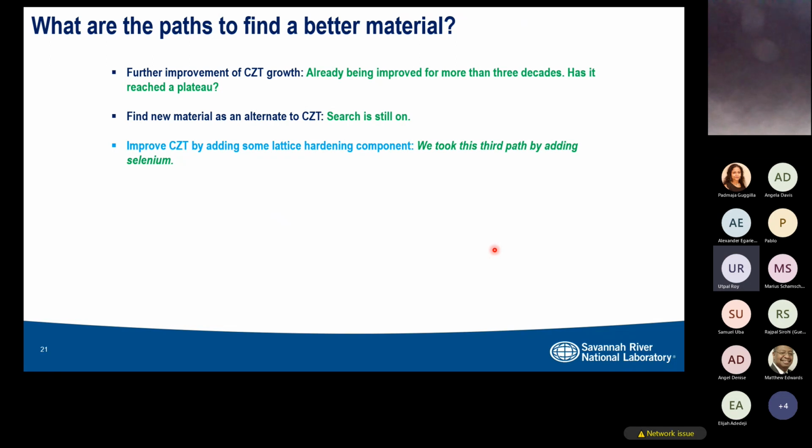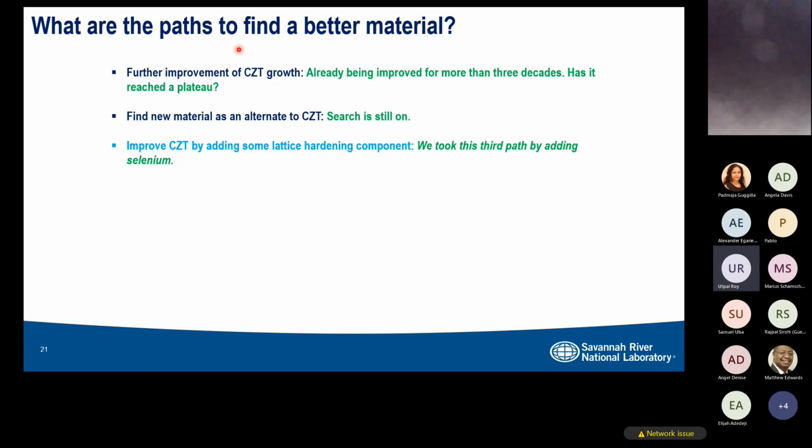Now, what are the paths to find a better material? Can we further improve the CdTe growth? People say it has already been improved for more than 3 decades and it has reached a plateau, because you cannot improve further CdTe growth, because you cannot basically change its thermal conductivity. Thermal conductivity is its intrinsic property. You cannot change the thermal conductivity of the material.